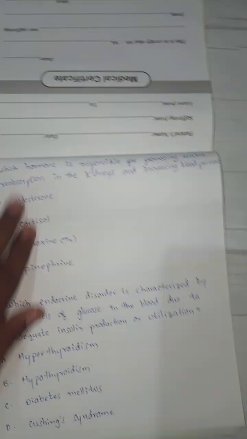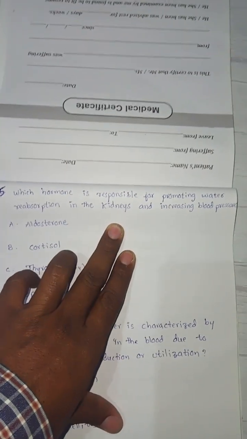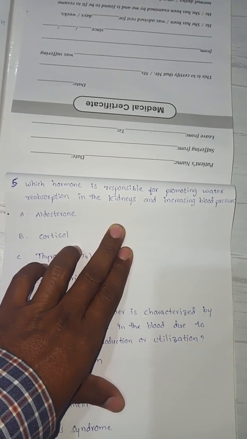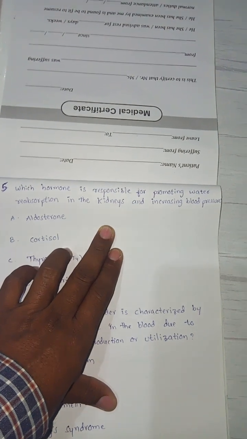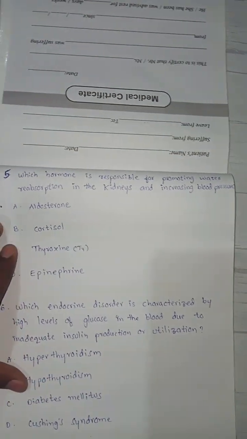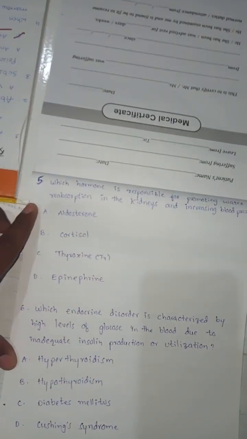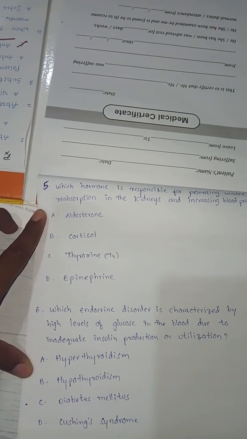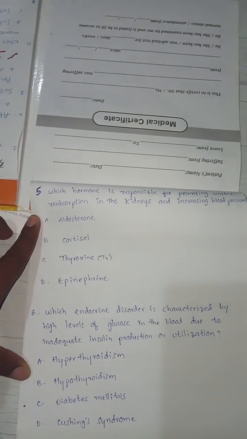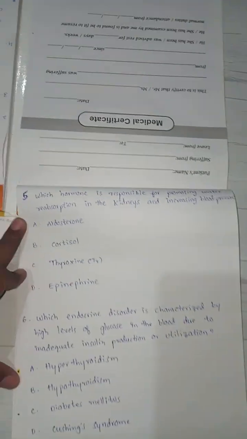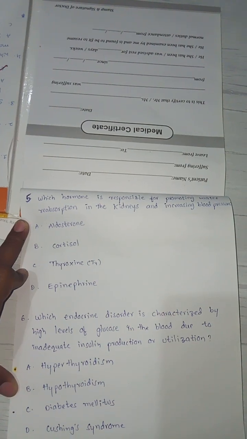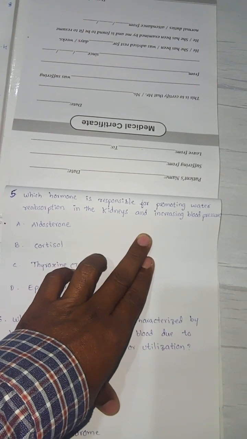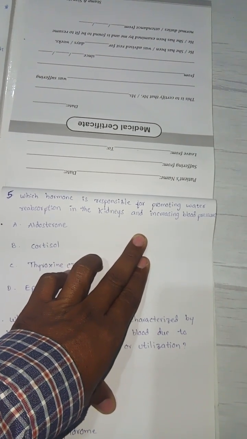Okay. And coming to question number 5: which hormone is responsible for promoting water reabsorption in the kidneys and increasing blood pressure? So the options are option A aldosterone, option B cortisol, option C thyroxine T4, option D epinephrine. So our answer is aldosterone. Aldosterone is the hormone responsible for promoting water reabsorption in the kidneys and increasing blood pressure.